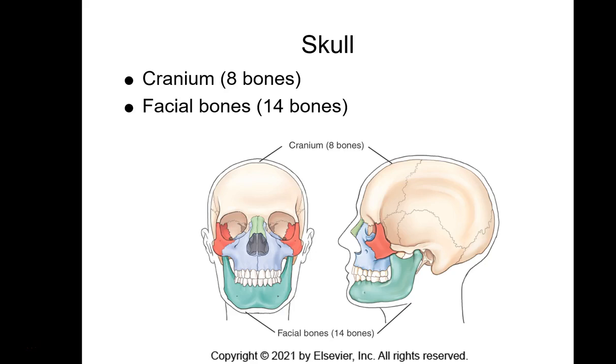The skull is divided into two main sets of bones. We have 8 cranial bones and 14 facial bones. We'll discuss the 8 cranial bones in this first set of lectures, and we'll talk about the 14 facial bones in a separate set of lectures.